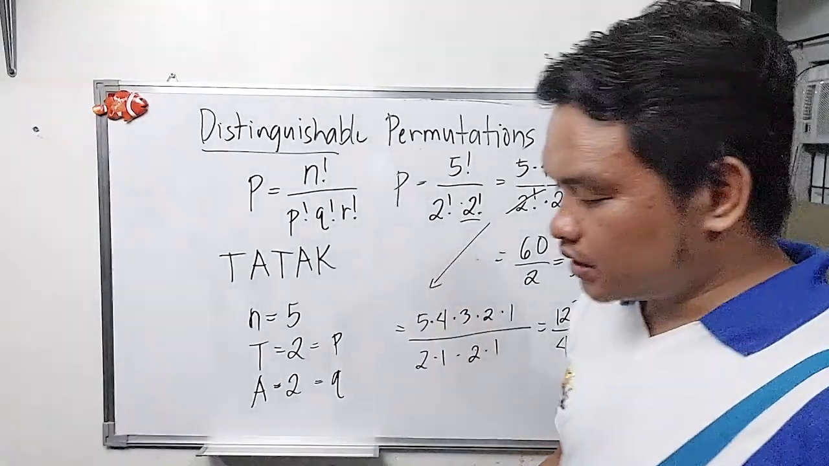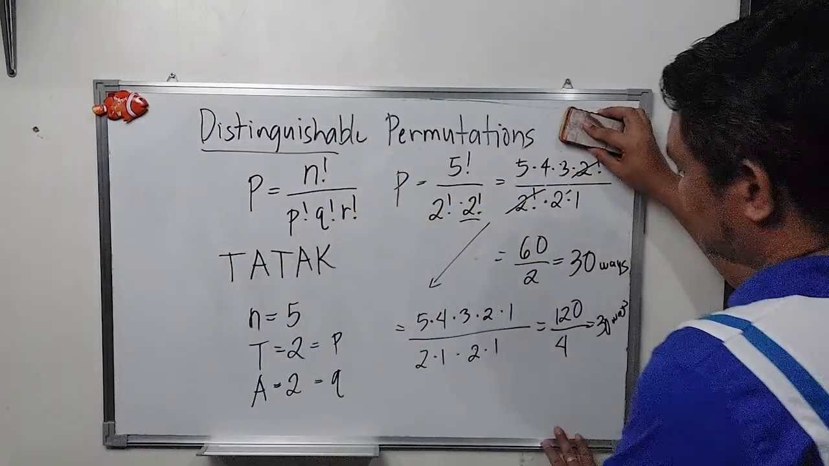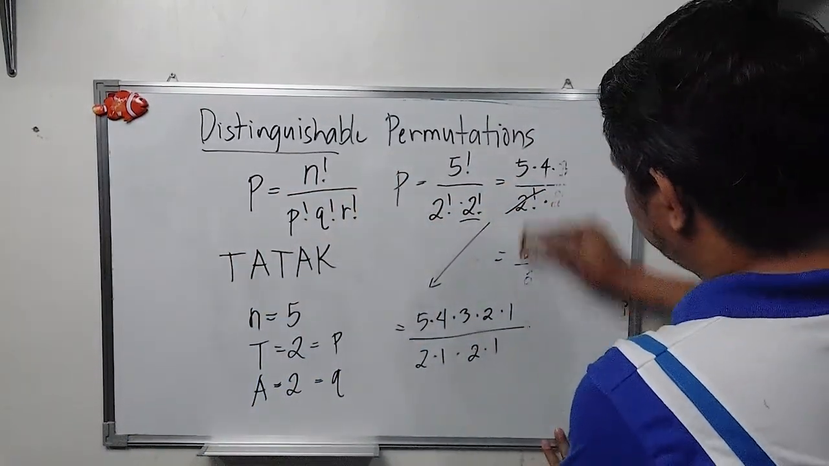So yun po yung distinguishable permutation. Isa pang example ng distinguishable permutation.